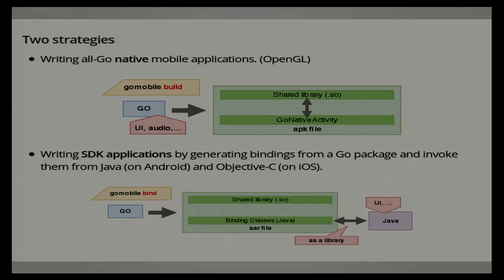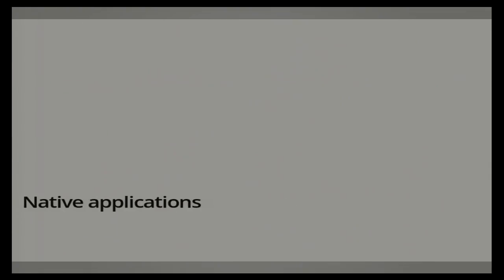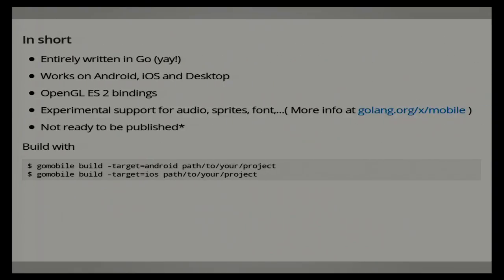in your Android project. So, native applications: in short, they are entirely written in Go. You don't need anything extra. They work on Android, iOS, and also on desktop. You are using OpenGL binding, which means that if you are already doing a mobile application with OpenGL and C code, this should be very similar.